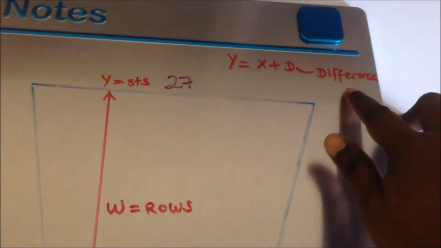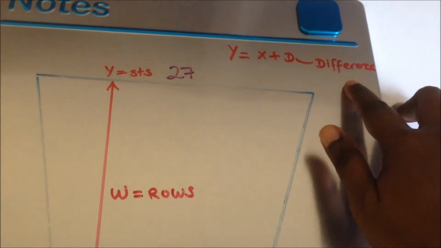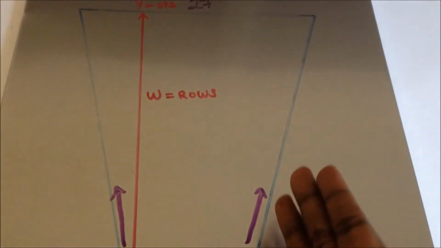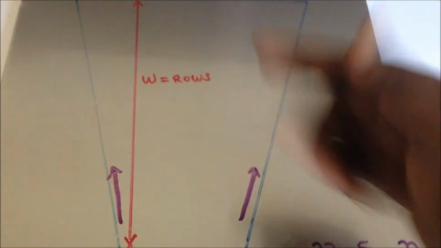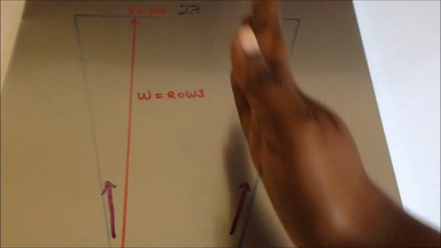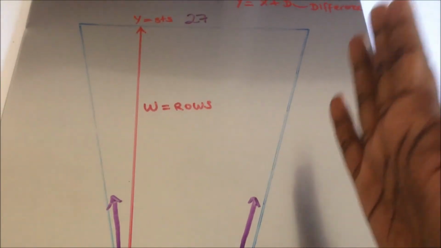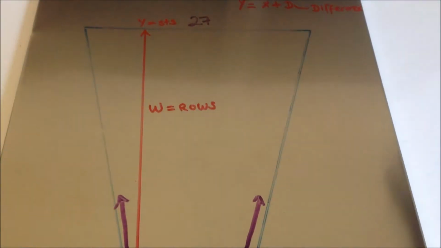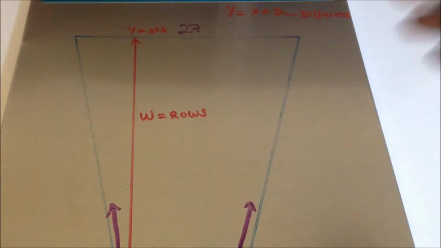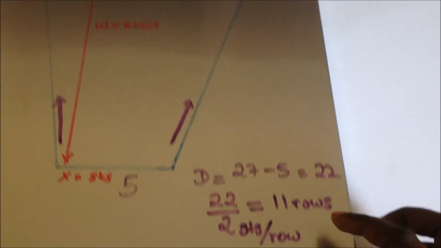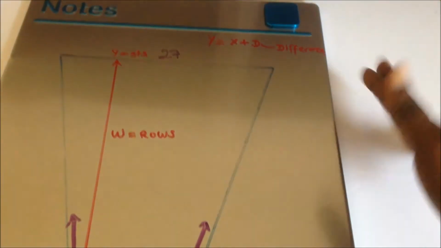Now the difference is very important. You need that. You also need to figure out, are you increasing on both sides or just on one side? And is it left leaning or right leaning? It doesn't really matter if it's left or right leaning, but you need to know whether you're increasing on both sides or on one side. And if you're increasing on both sides, then you will need to divide your difference by 2.